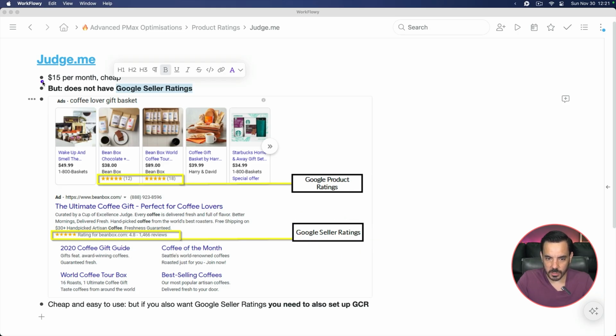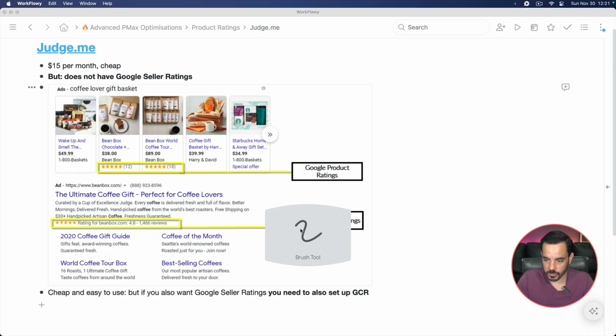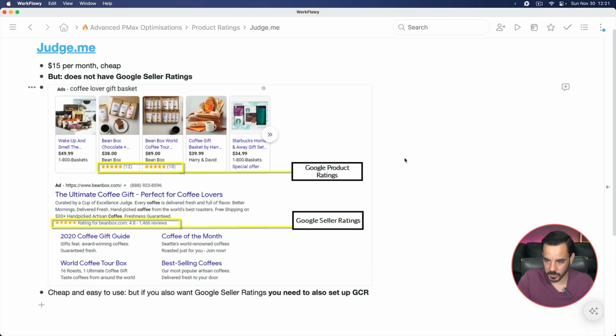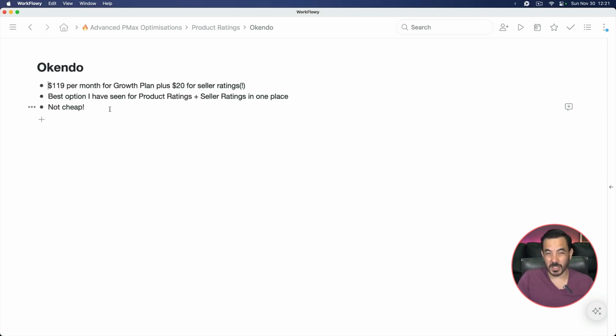So if you do go with Judge.me for the cheap 15 bucks per month option, and if you do also want to have seller ratings enabled, you're going to need to also set up Google customer reviews, right? So Judge.me, if you want to have both of these things, it's going to be a double setup. You're going to set up Judge.me, 15 bucks per month, then you're also going to have to set up Google seller ratings anyway, which is free and a bit fiddly to set up. And that is if you also want to get the seller ratings on your search ads, which I do also recommend you do as well. Ekendo is another option. It's a fair bit more expensive than Judge.me.